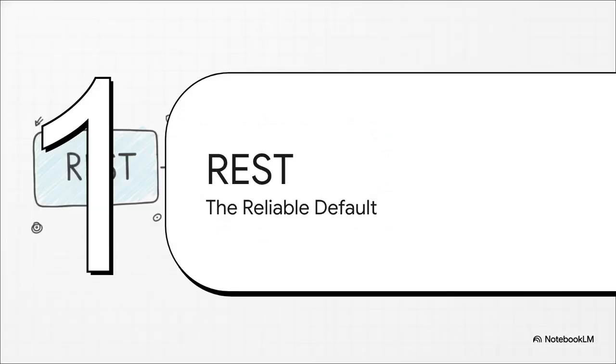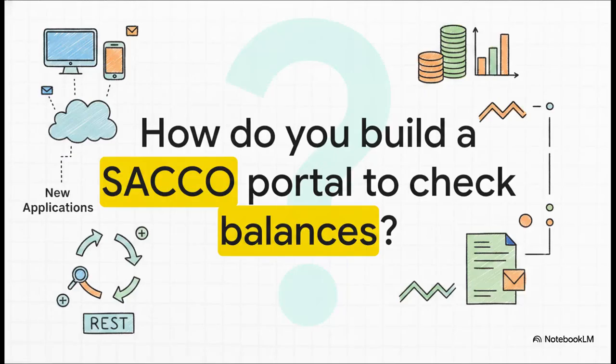All right, section 2, REST, the reliable default. Picture this. How do you build a SACCO or credit union member portal where users just need to check their loan balances and submit new applications? In this scenario, the client, meaning the user's browser, initiates all the interactions. Plus, the data isn't changing faster than the user can hit refresh. Because you're basically just building standard create, read, update, and delete operations, REST is absolutely the perfect fit here.